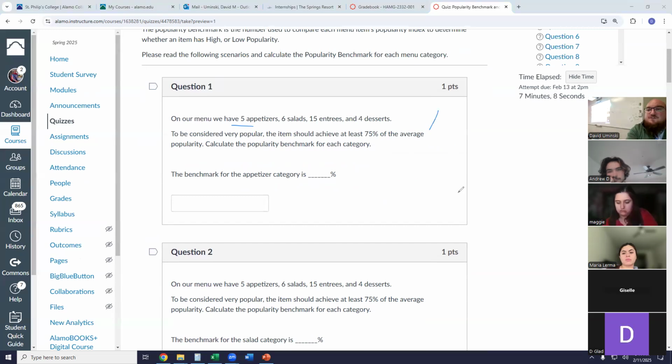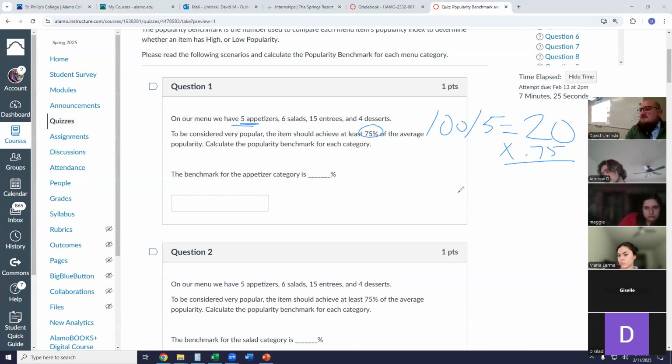We take 100, divide by 5, because we're doing appetizers. What's 100 divided by 5? 20. And I'm going to multiply by the percentage that is given. So 20 times 0.75 is 15. I'm going to write 15 right here. Okay.